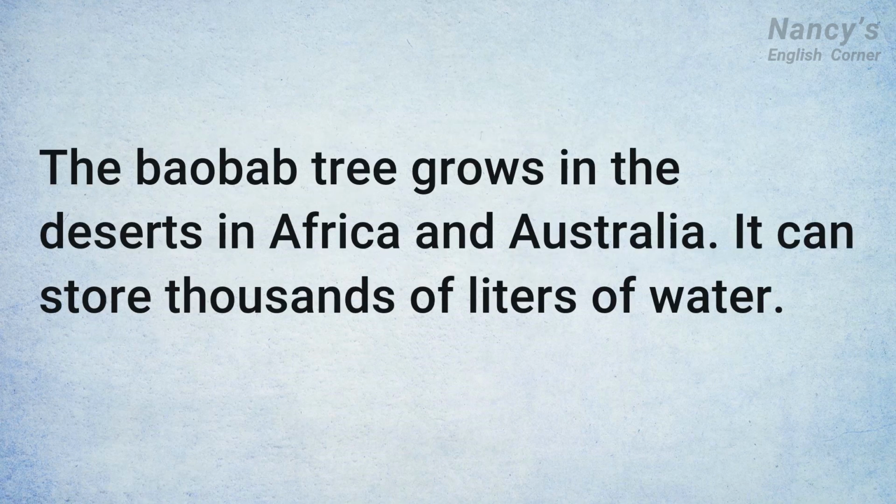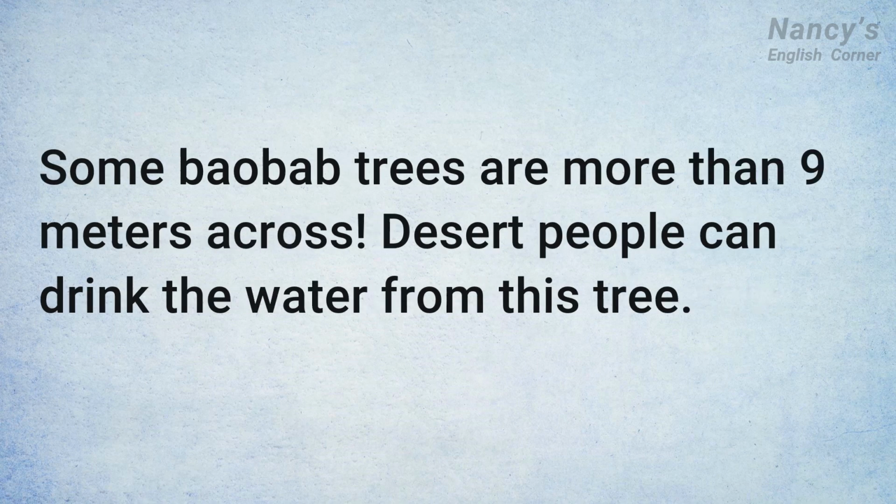The baobab tree grows in the deserts in Africa and Australia. It can store thousands of liters of water. Some baobab trees are more than 9 meters across. Desert people can drink the water from this tree.